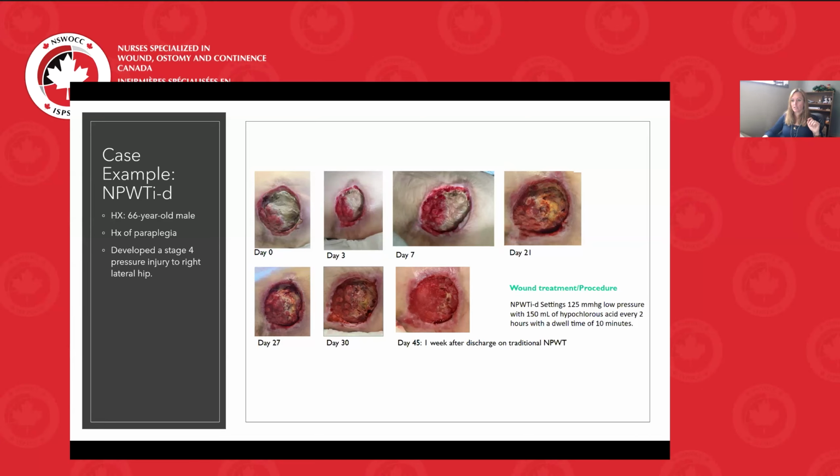So you can utilize this therapy kind of as a stepping stone. So if you have a wound when they're in the hospital and it's very sloughy or very dirty, then you can transition them to traditional negative pressure wound therapy when they go home.